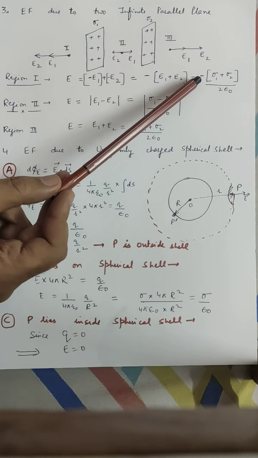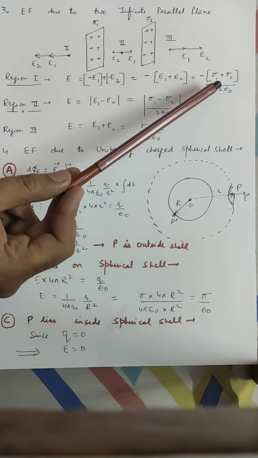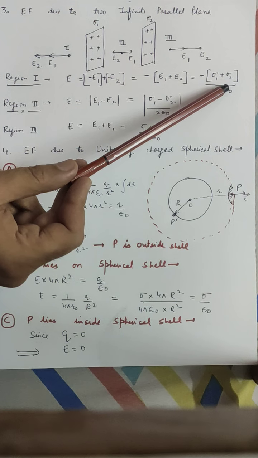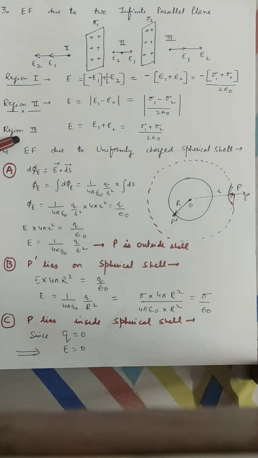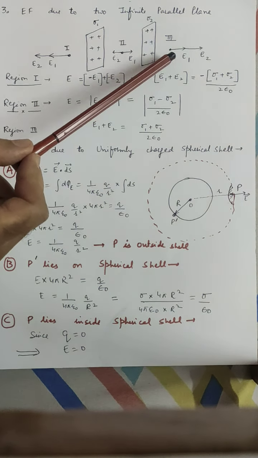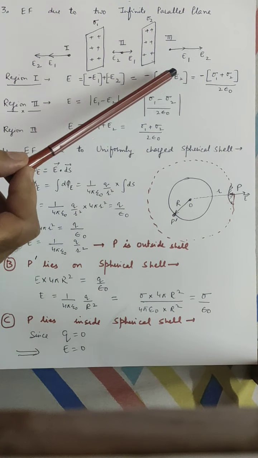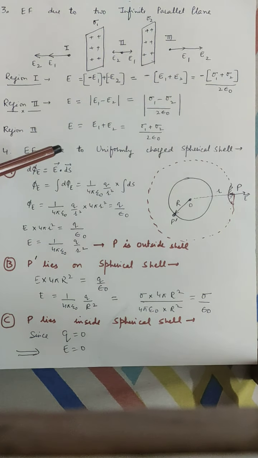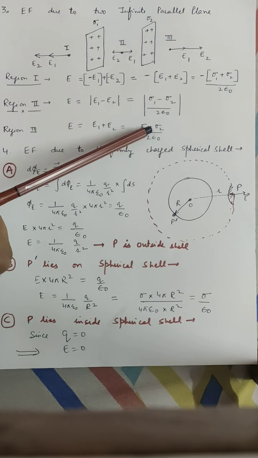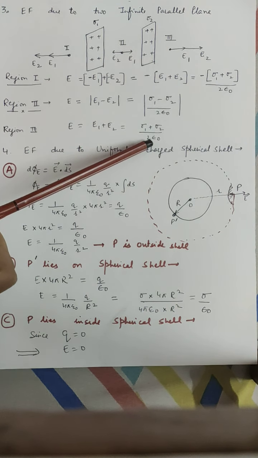So in 1 upon 2 epsilon naught is common, we are left with sigma 1 plus sigma 2. Similarly, if I talk of region number 3, the direction of electric fields are being shown to you. Since the directions are same, they are going to add up algebraically. So it is sigma 1 plus sigma 2 upon 2 epsilon naught.